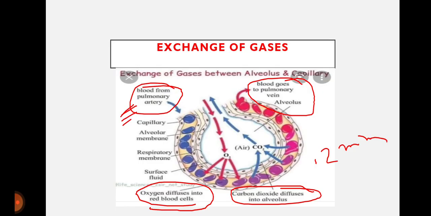So students, it was all about respiratory volumes, pulmonary capacities, and exchange of gases. This was your revision part. Students, make the diagram properly in your class notes and remember the labeling points and the diagram points.